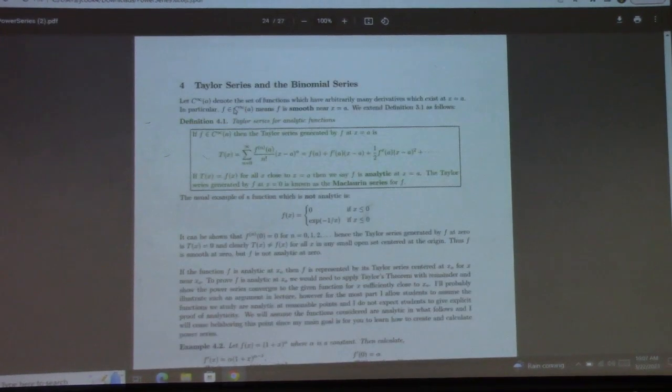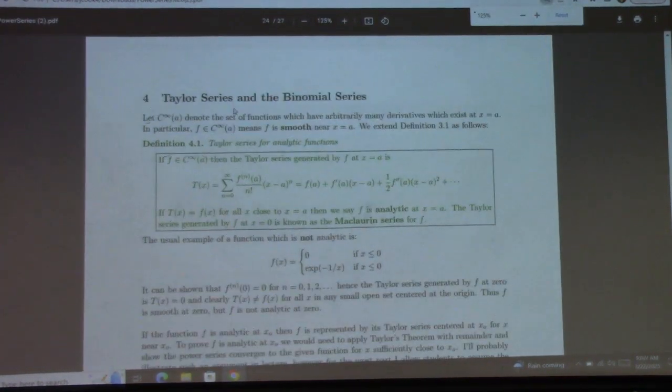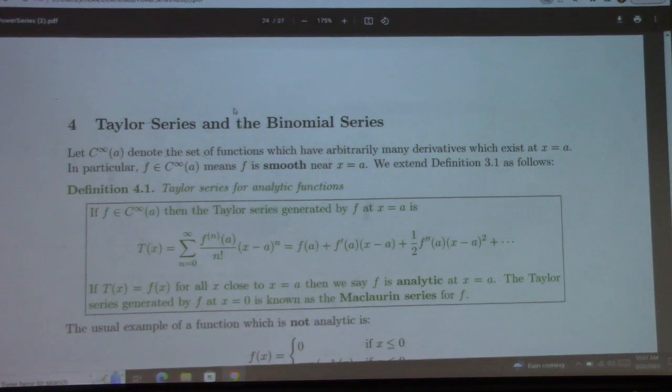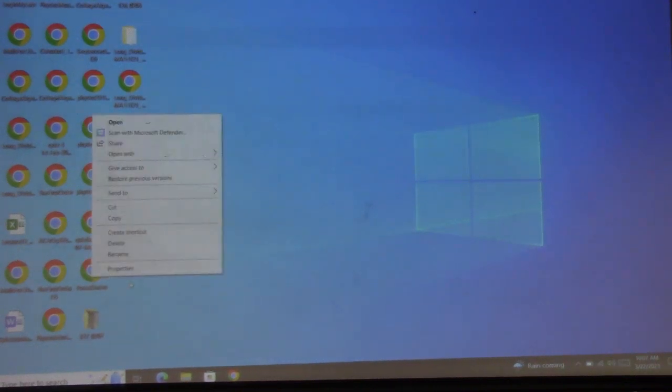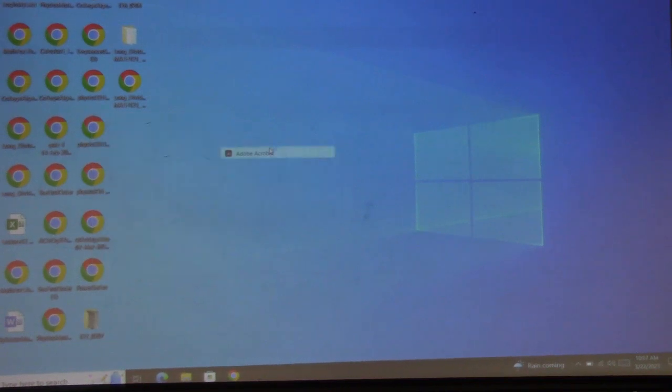So there's a bunch of stuff in the notes here on the, why am I in this browser? Oh, that's aggravating. There we go.